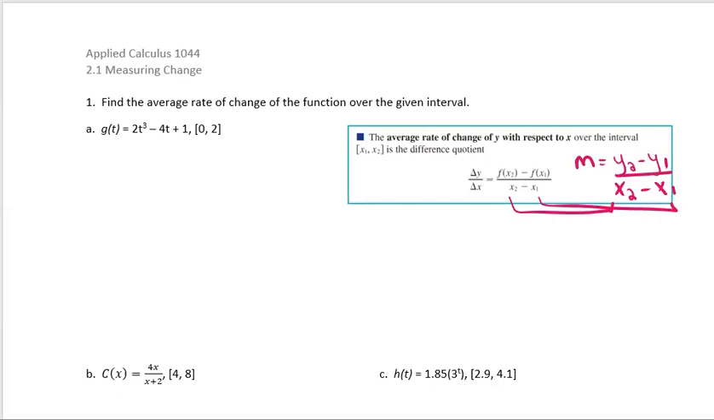Remember, f of x is the same thing as the y value. So f of x2 is like y2, f of x1 is like y1. So the slope and the average rate of change are very, very similar, and we calculate them in a similar manner. For part A, we're looking at the average rate of change of the function over the interval [0, 2]. This is our interval right here, in the brackets. So this is our starting point at 0, and this is our ending point at 2. And these are the values that we will put in where we see t throughout our function.